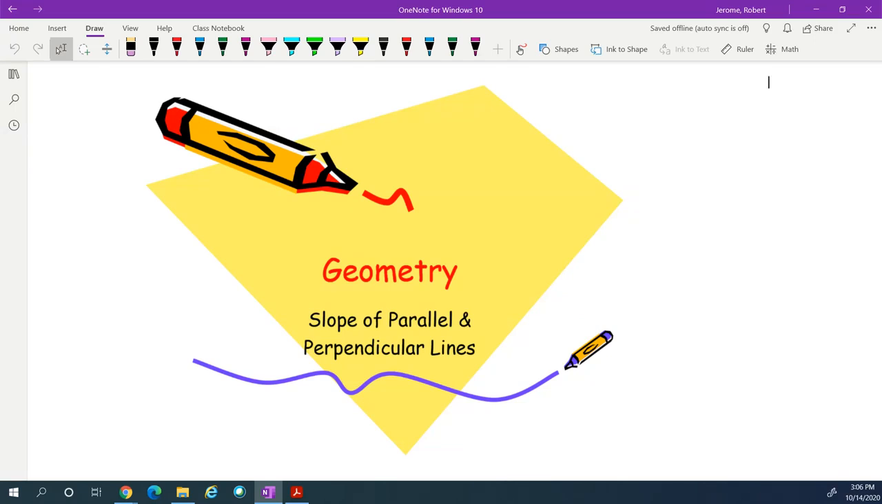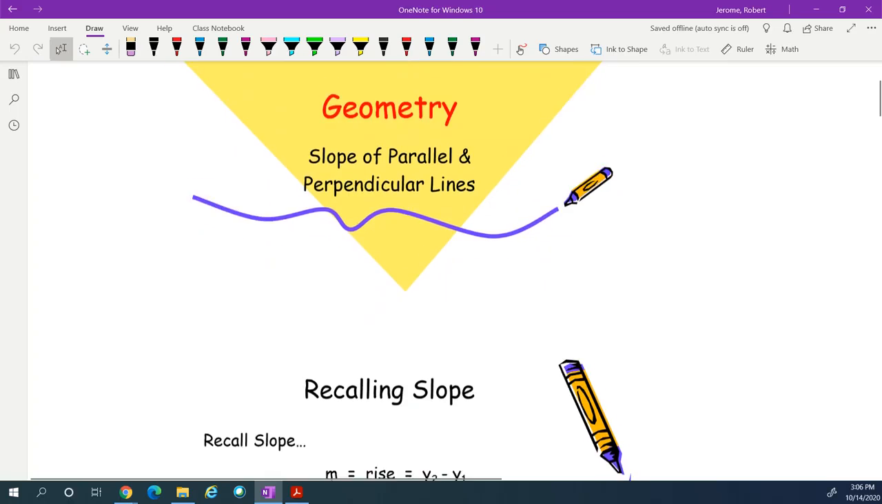Okay, we are back. And this time we're working with parallel and perpendicular lines, more specifically the slope. So we want to determine if lines are parallel or if lines are perpendicular by using their slope. There's only a few scenarios that can happen. So let's talk about it.